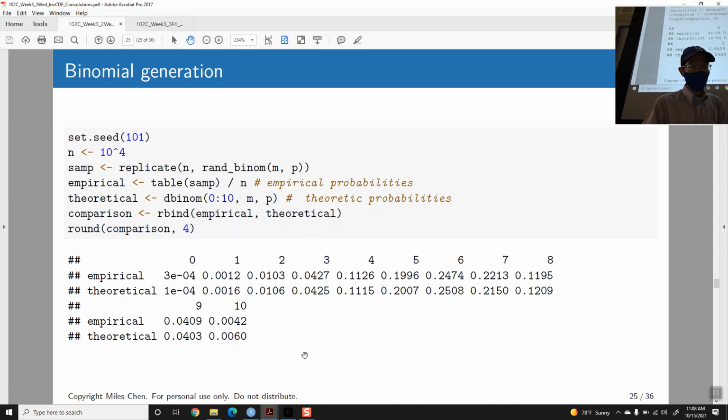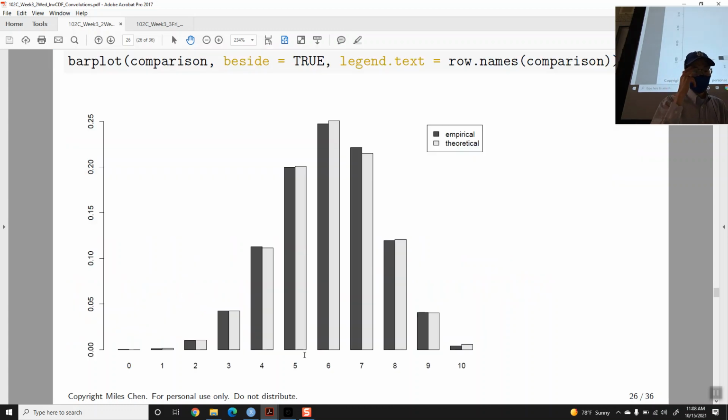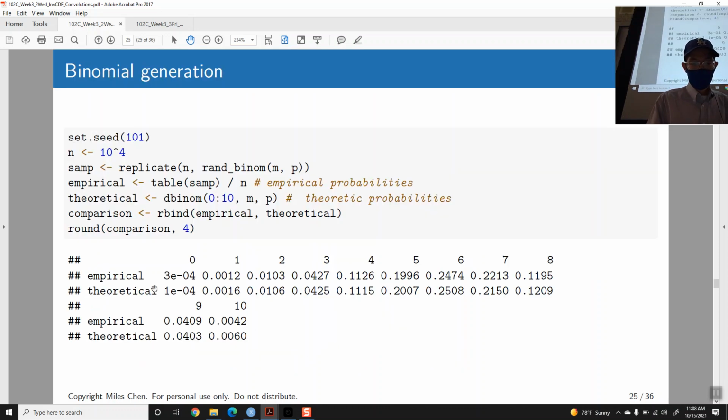Okay? So this is just kind of an alignment check using our eyes. We can also create a graph to produce this, okay? If you have this, it's basically a matrix, right? Because I used rbind, and I'm binding empirical and theoretic, okay? So I have a matrix here.